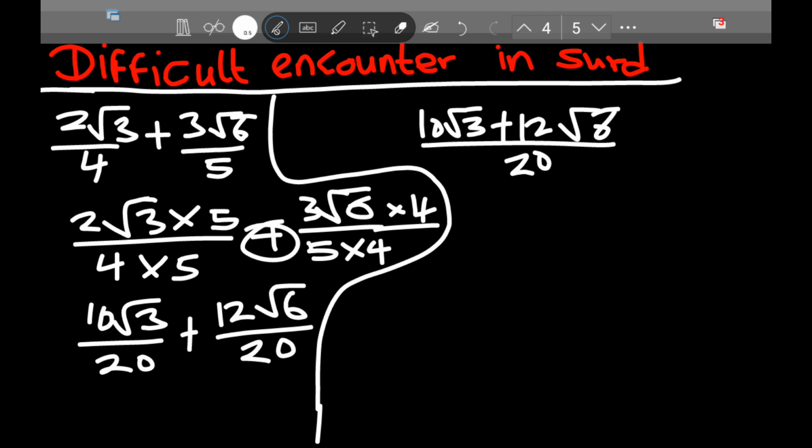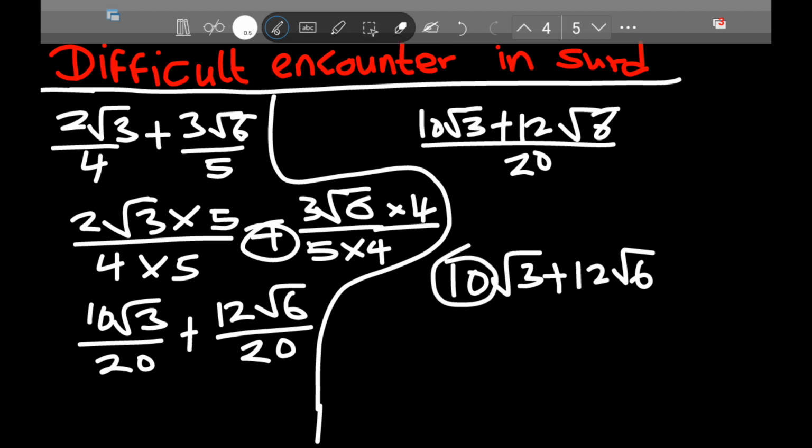So now, is it our answer? No, we can still factorize the 10 root 3 plus 12 root 6. How can we factorize it? Let's write it here now and let's talk about it. 10 root 3 plus 12 root 6. So to factorize this, you want to look for the highest common factor of 10 and of 12. The highest common factor of 10 and 12 is basically 2.